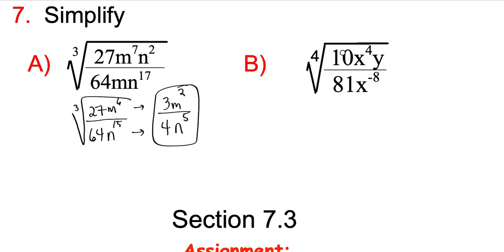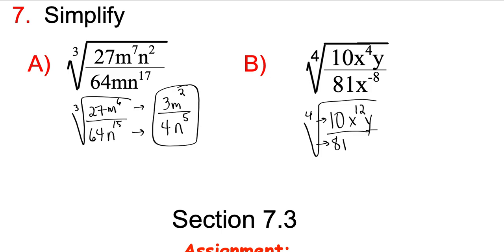All right, so these two right here, I got a 10 and an 81. I can't do anything with those. I'll simplify the x's. So 10 stays on top, 81 stays on the bottom. X's, so the bigger one's up here, so I'm moving this up. It'll add 8, so that's x to the 12th, y. And then we have this in a 4th root. So then we'll look to split the root for the top and the bottom. Okay, 4th root of 10, you can't do anything with that, so leave it. 4th root of x to the 12th.